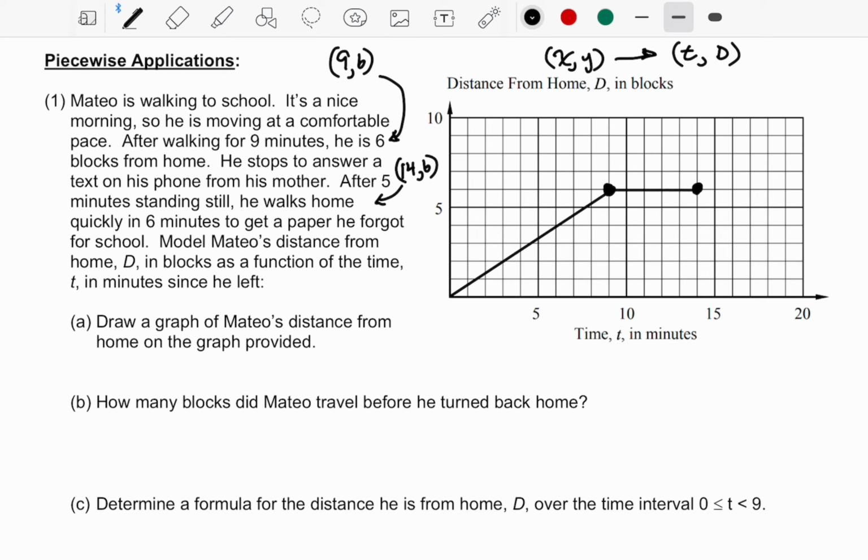And then after 5 minutes standing still, he walks home quickly in 6 minutes. So that gets us to the 20-minute mark. But he's now back home. So 20 comma 0. All right. So we have to answer a couple of questions, but then we have to model it over the time interval.